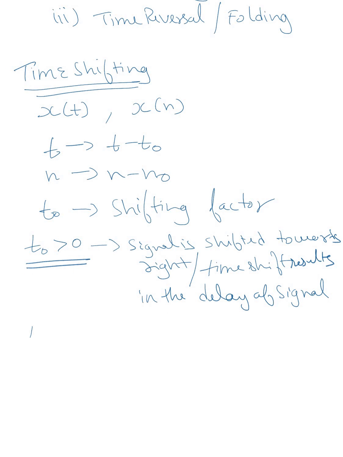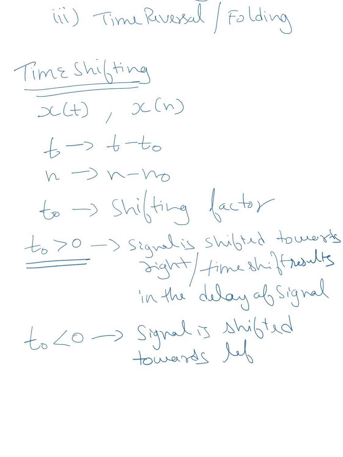And for the case when t naught is less than 0, always remember the signal is shifted towards left on the time domain axis, or we can say that the time shift results in advancement of the signal.